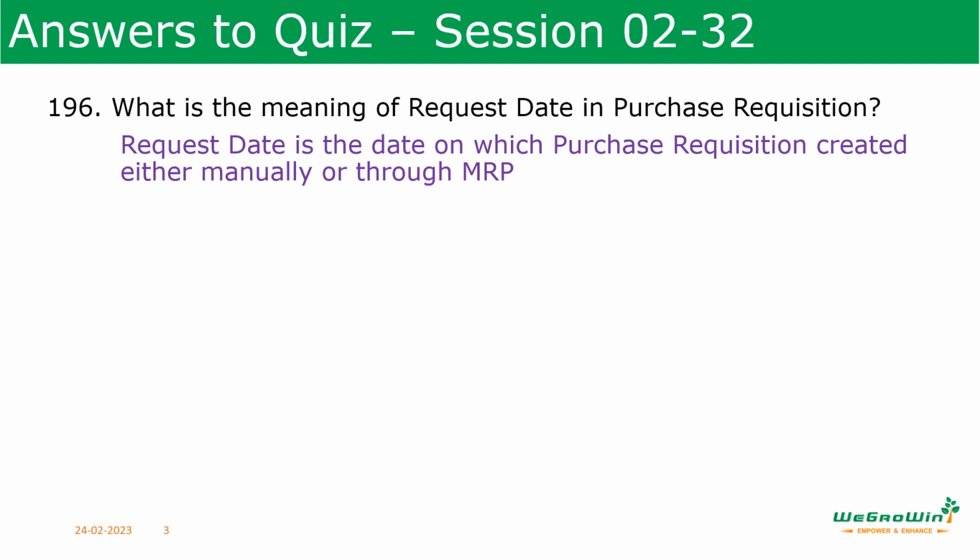What is the meaning of request date in purchase requisition? The request date is the date on which the purchase requisition is created, either manually or through MRP. Again, there are different dates we can see in the purchase requisition. Please understand them because it will help us to understand when it was created, when the delivery date is coming, when it has to be released, etc.